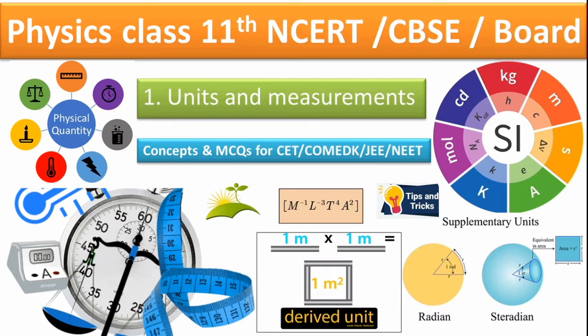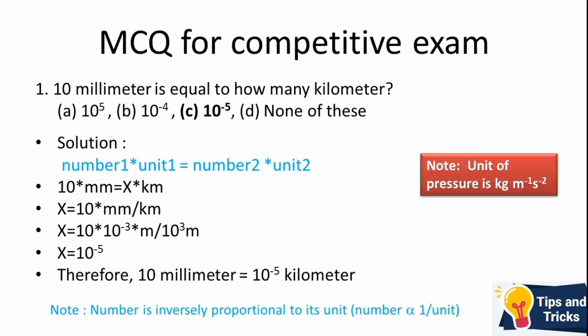In the last session we discussed the units and measurement chapter. Under this we discussed some important concepts such as what is a unit, what is measurement, different unit systems, the SI unit system, and some of the fundamental and supplementary physical quantities. We also discussed the difference between radian and steradian. In this session we will solve some important multiple choice questions. Okay, so let us start.